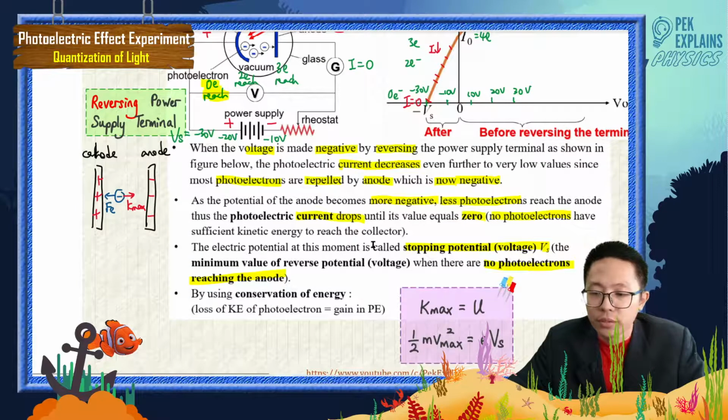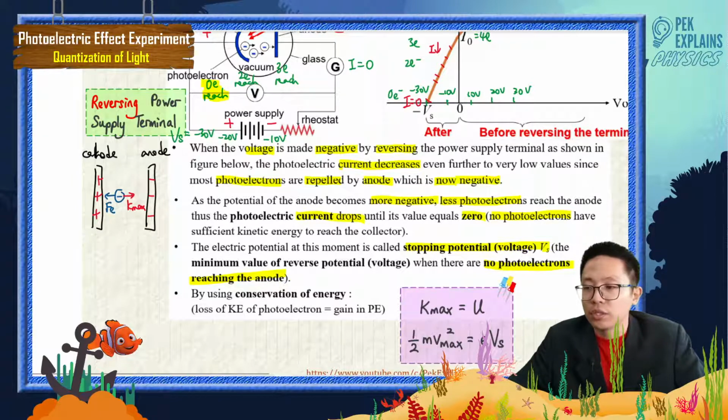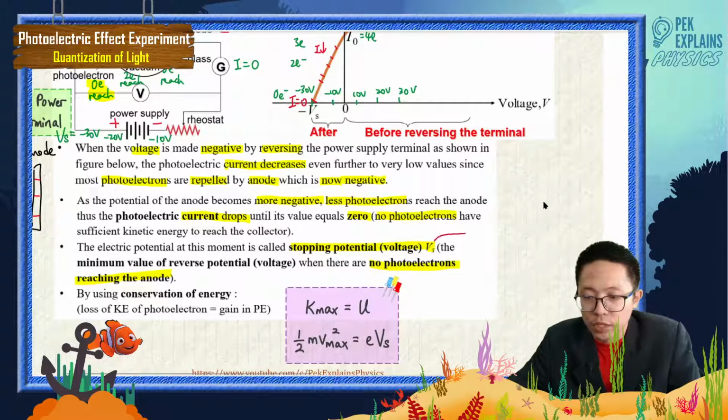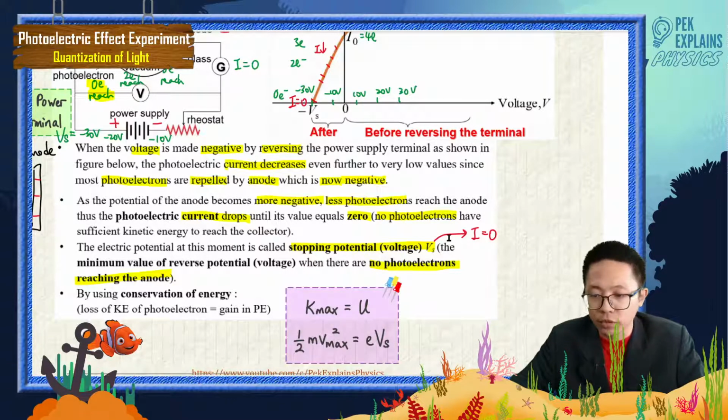So the voltage at this point, when the current is 0, is called the stopping voltage, Vs, when no photoelectron reaches the anode. Remember that at stopping voltage, the current is 0. It means no electron can reach the anode.